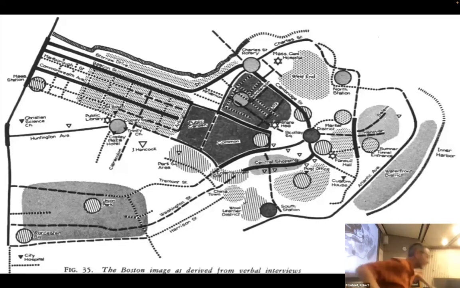Kevin Lynch is worth mentioning. Kevin Lynch comes on the scene the same time as Jane Jacobs. And he was at MIT. He taught a course at MIT that is the longest running version of this course ever. And did you take that course? No. So... I took that course. I taught versions of that course.